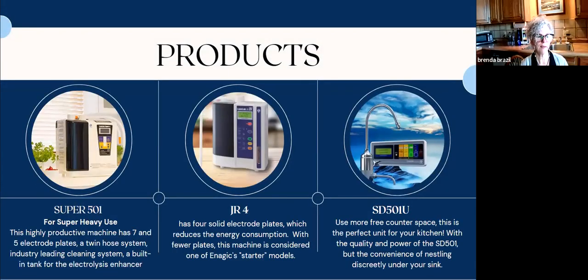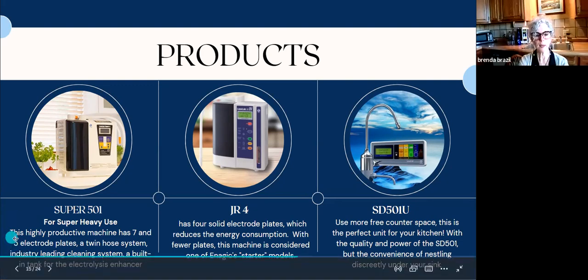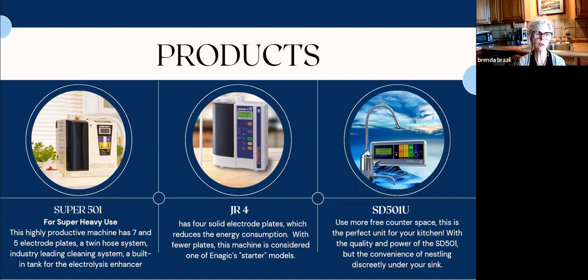And then we have the Super 501, and that's for schools and restaurants, places where they use a whole lot of 11.5 water and 2.5 for cleaning. It pumps out a lot of those cleaning waters. And then we have the Junior 4. That's the newest one. It has 4 electrode plates. It's considered the starter unit because it's geared towards couples or single people, and it still makes all the different kinds of water. So there are different machines for different budgets.